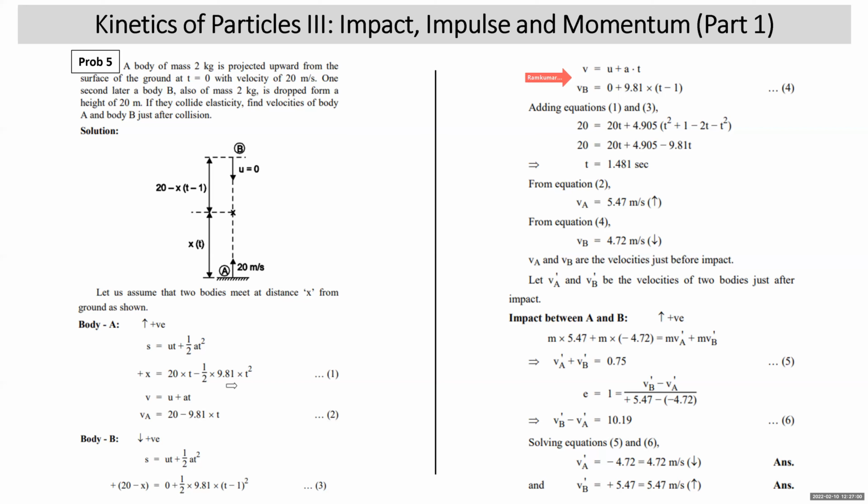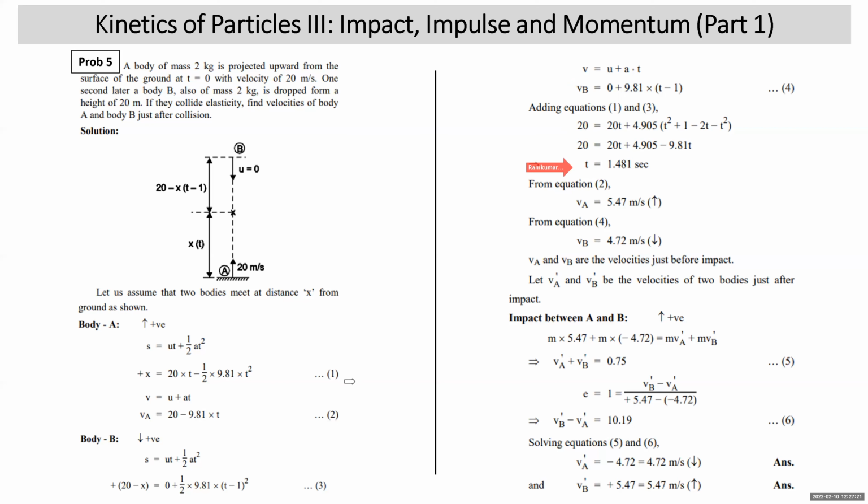Now you can add equation number 1 and 3. If you add equation number 1 and 3, x will go off and time t will be obtained. Right? Adding equation 1 and 3, you get 20 is equal to 20t plus 4.905 t square plus 1 minus 2t. All right. T square gets cancelled. Further, you simplify, you get the value of t as 1.481 seconds.